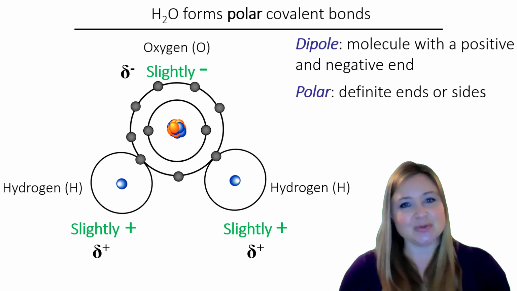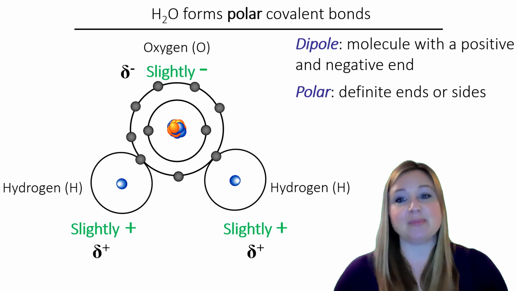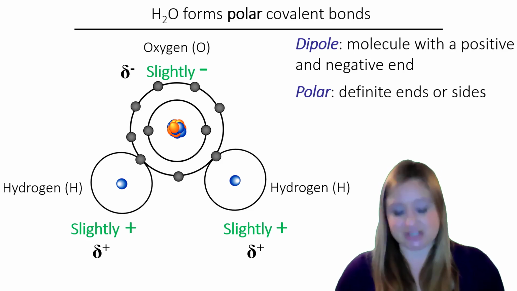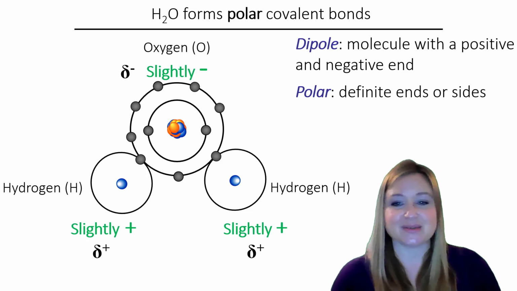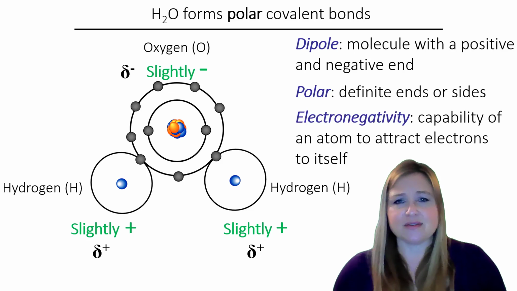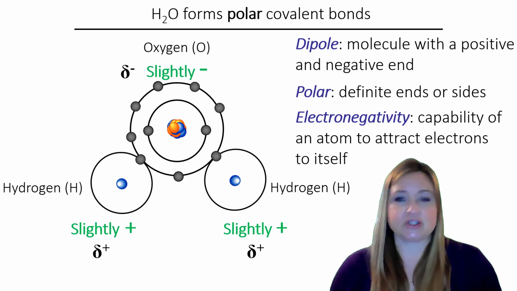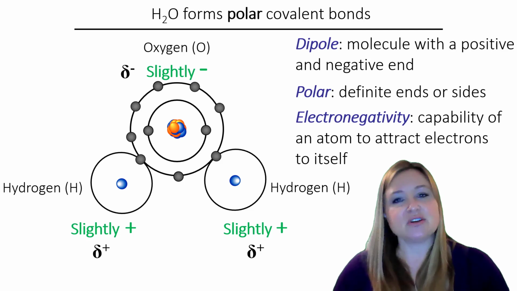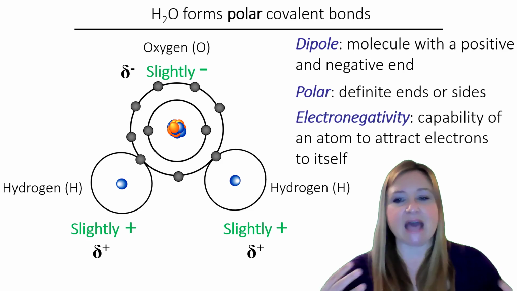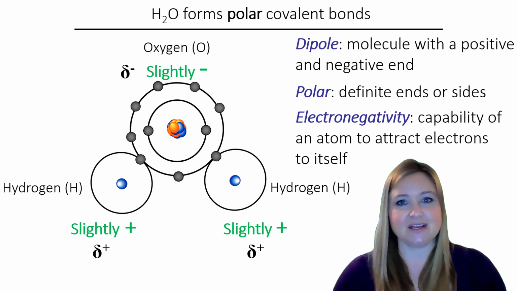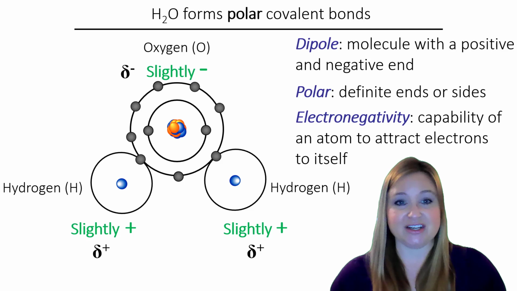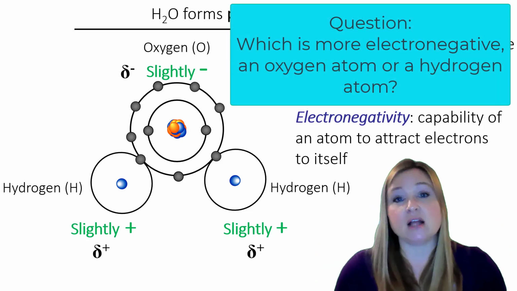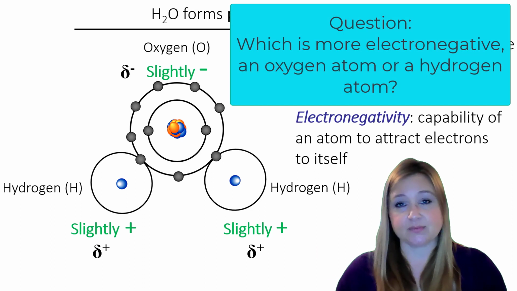And that actually helps. We'll talk about it in other videos, but because it's polar, that actually helps it dissolve things, for instance, and we'll explain how that works in other videos. Now, one other thing I want to introduce, because you might hear it when we're talking about this topic, is electronegativity. Electronegativity is just the capability of an atom to attract electrons to itself. So let me ask you a question here. Of oxygen or hydrogen, which one is more electronegative?